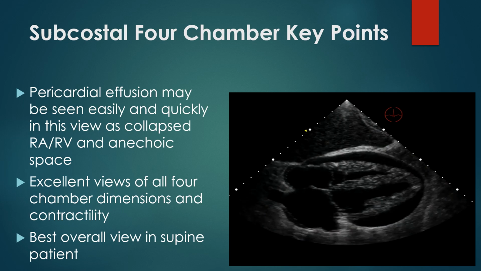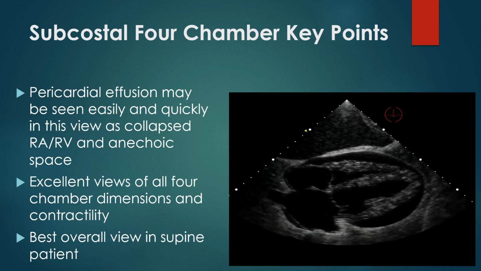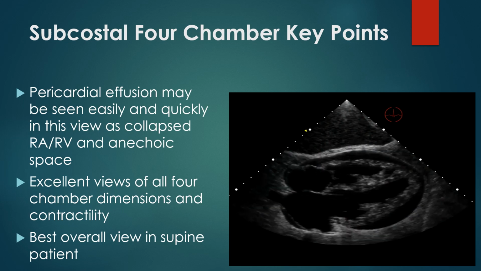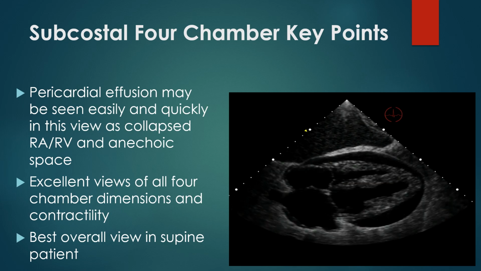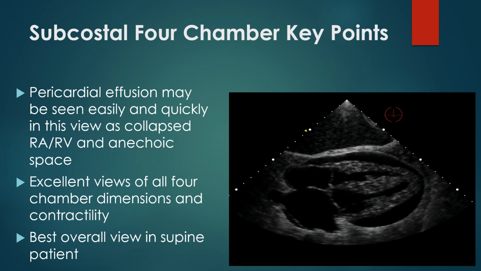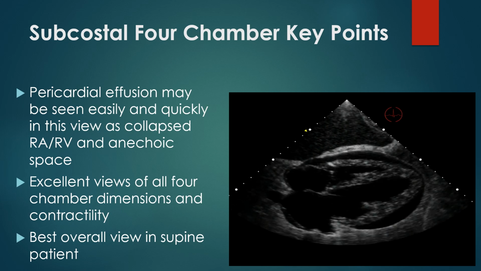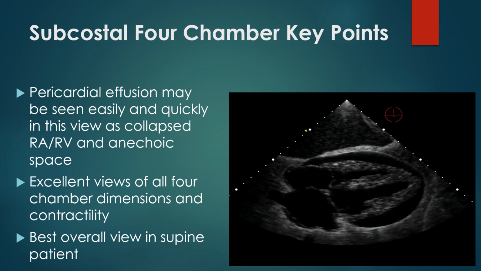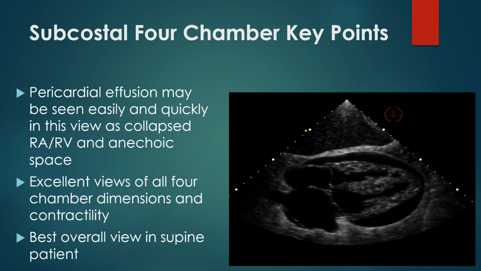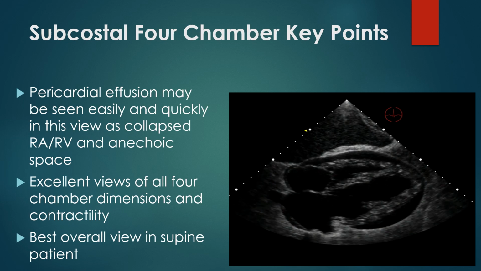So some of the key points in the subcostal four-chamber view. If you look at the 2D image on the right, you can see you've got a little tamponade. You see the right atrium collapsing, the right ventricle collapsing, and the LV's underfilled. You look for an effusion. Excellent views of all four chamber dimensions and contractility.